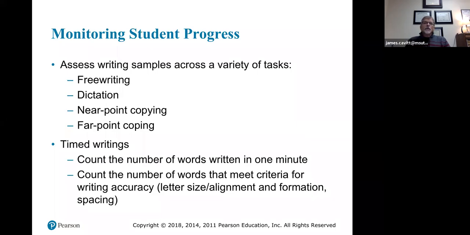Monitoring student progress. You can do this as daily writing exercises, looking at that, timed writings, those kinds of things can be done quickly, easily, and in your instructional time as a formative assessment process. It's part of progress monitoring.